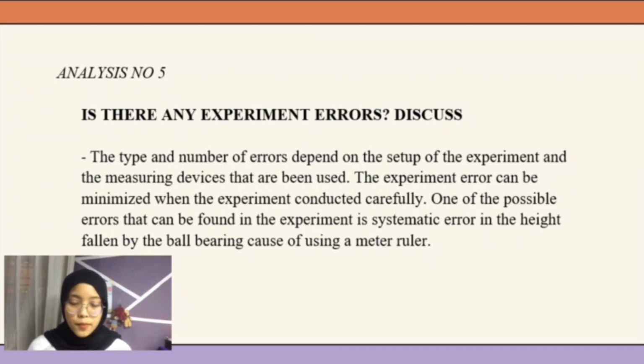This is analysis number 5 from this experiment. Is there any experiment errors? Discuss. The answer is the type and number of errors depends on the setup of the experiment and the measuring device that is being used. The experiment error can be minimized when the experiment is conducted carefully. One of the possible errors that can be found in the experiment is systematic error in the height fallen by the ball bearing because of using a meter ruler.